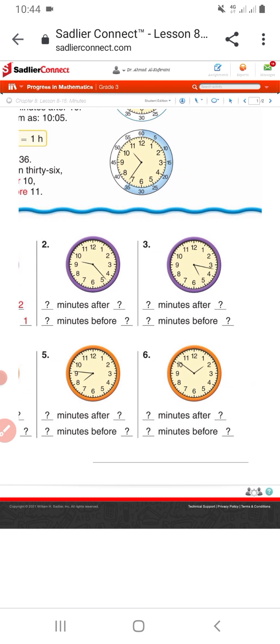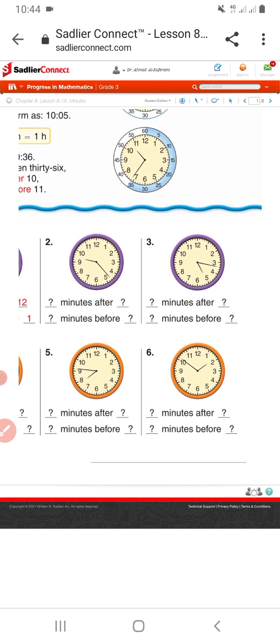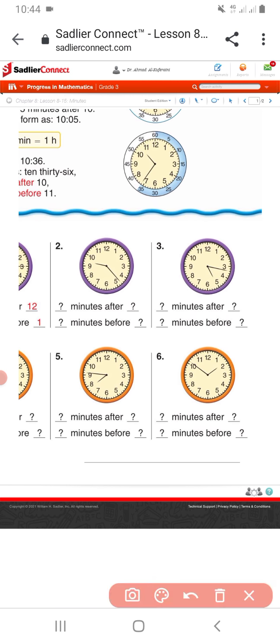Number 2, the short pointer is between the 9 and the 10. This means that we have passed the 9, but we haven't reached the 10 yet. So we will write 9 here, 9, not 9 minutes. We will write after 9. How many minutes? Let's check.